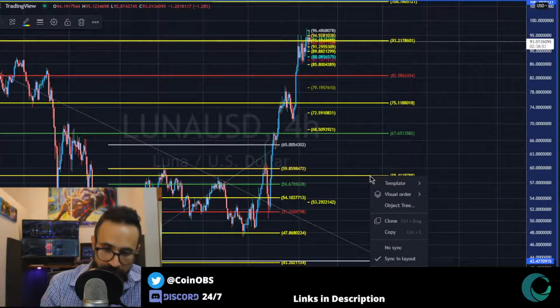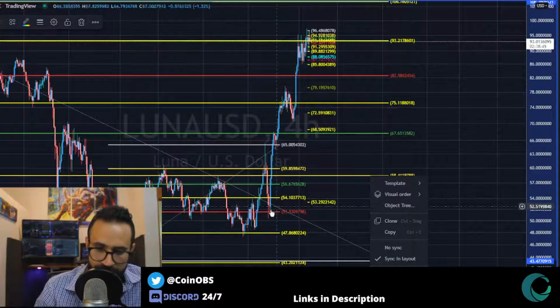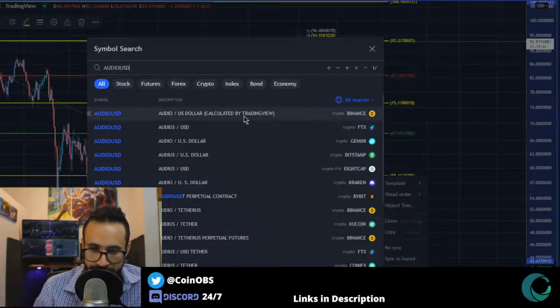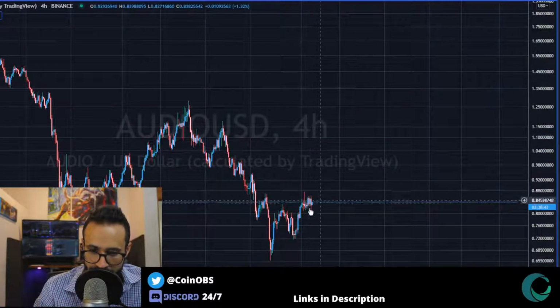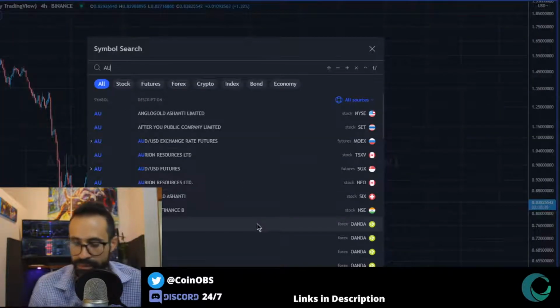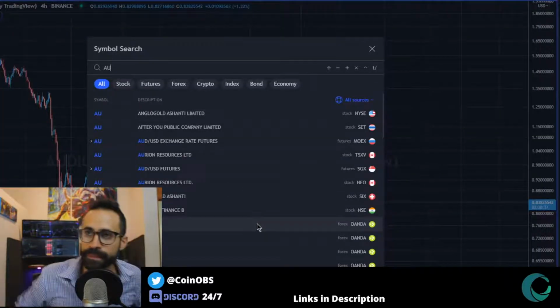Audio USD, right? You see where it bounced off this red line? That's the only bullish indication that I'm seeing. And if it holds above 0.83, then it's probably gonna rally a little bit. All right.